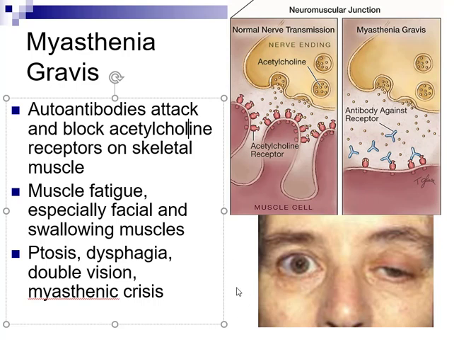dysphagia, that difficulty swallowing, double vision, and then the medical emergency that we've discussed in the past, the myasthenic crisis, where you need to be suctioning out the fluids. The person is sort of secreting a bunch of fluids, they're choking on them, they can't swallow them, and they're having difficulty breathing.